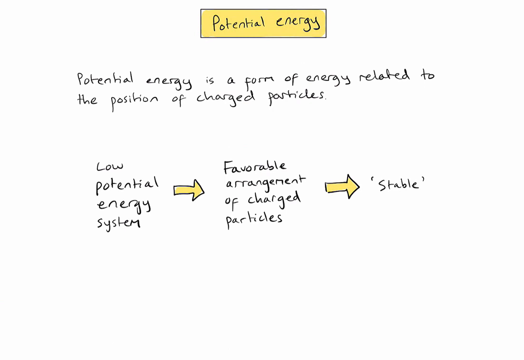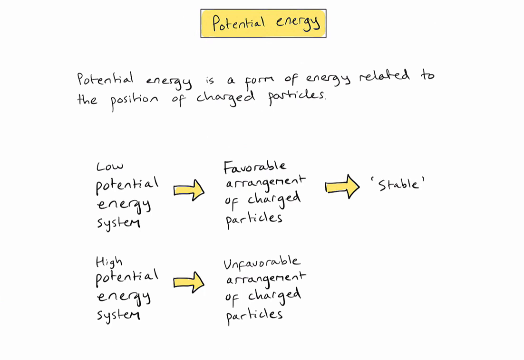A system with high potential energy contains particles in an unfavourable arrangement and is considered unstable. The particles would likely move position to reach a lower potential energy state. And that's it for potential energy. It's a really important one in chemistry, so hopefully this video is of some help.